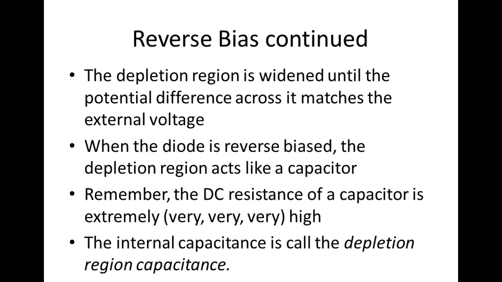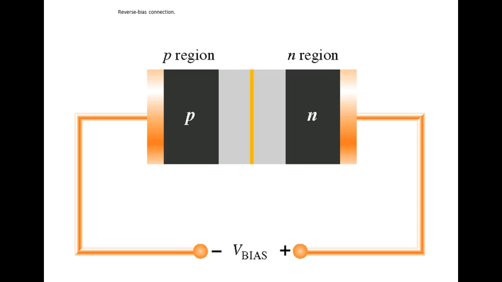Remember from DC, didn't y'all talk a little about capacitors? A capacitor is a neat little thing. It has the ability to store energy. It stores it electrostatically, which is really good. The internal capacitance is called the depletion region capacitance. I don't even think that's in the book, so let's not worry about that.